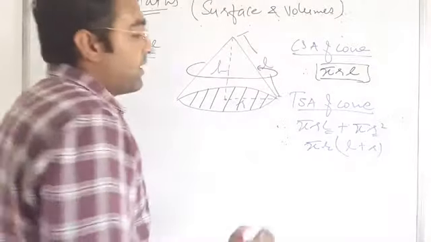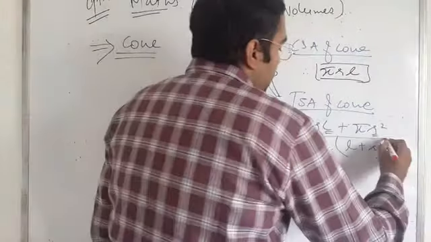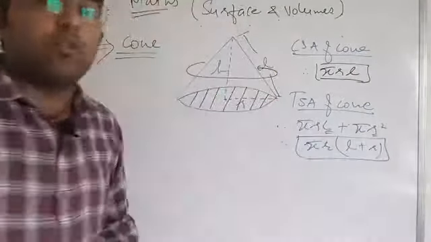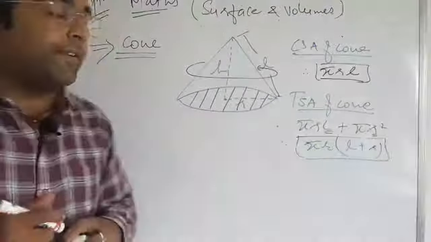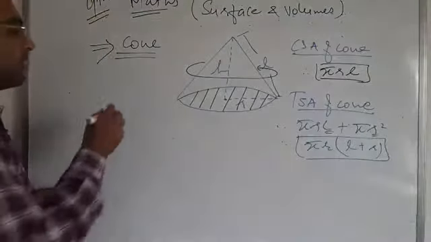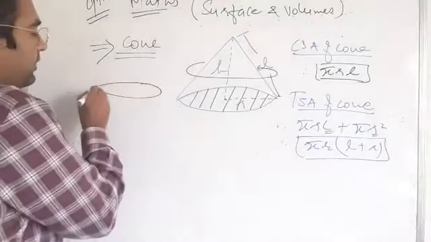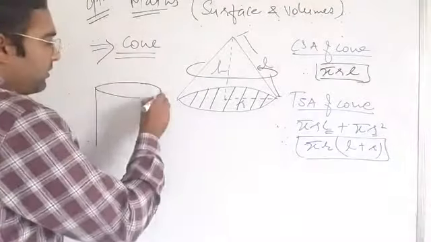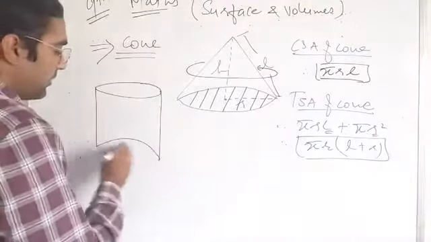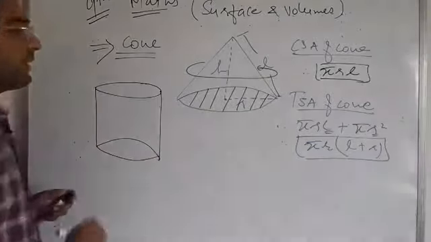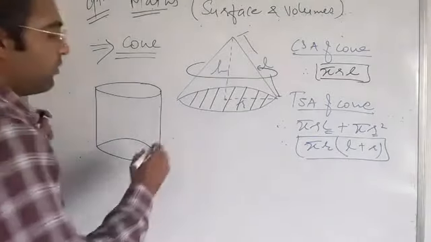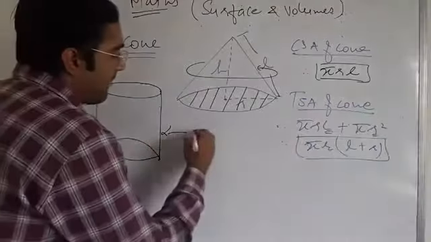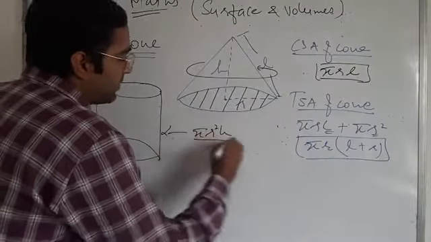Okay, so my formula is pi r (L plus r) for the total surface area of the cone. Now, the volume should be connected to the cylinder. What is the volume of the cylinder? My volume of cylinder is pi r square h.